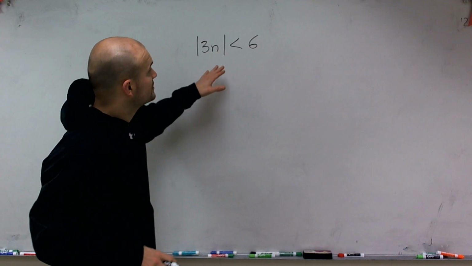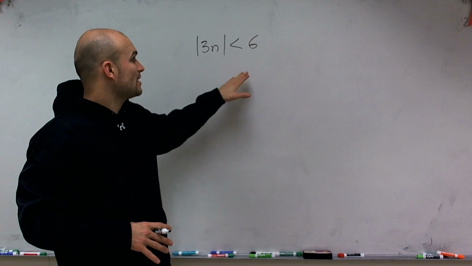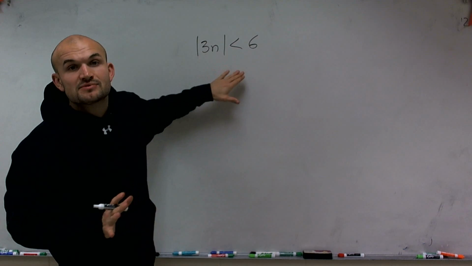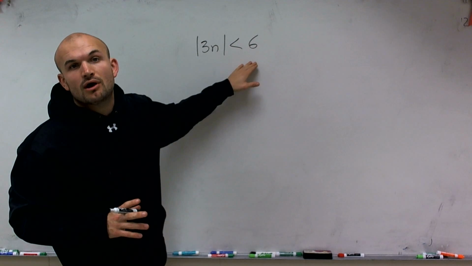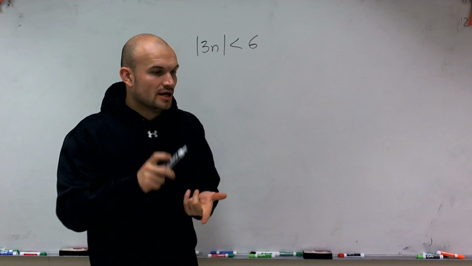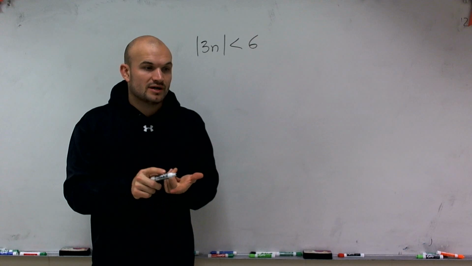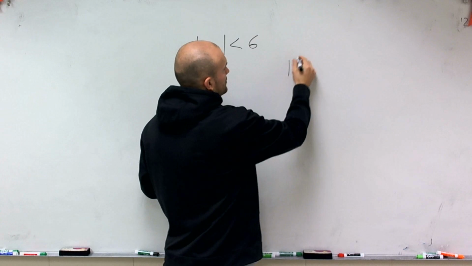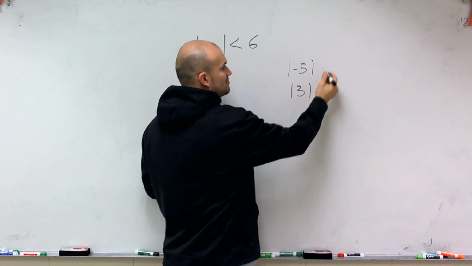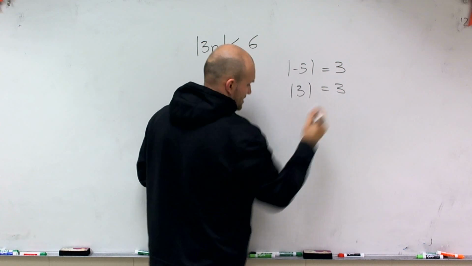Welcome. What I want to do is show you how to solve and graph this inequality. So the first thing we need to do is understand the absolute value when dealing with an inequality. And when you have absolute value, we need to remember there are two solutions to it. Remember, if we take the absolute value of -3 and the absolute value of 3, we have two different inputs and we still get the same solution.